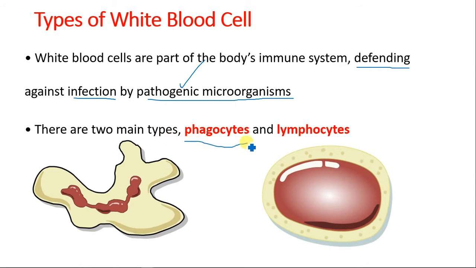We have majorly the phagocytes, and this is a phagocyte. Now remember, I said it has a lobed nucleus at the middle, while the next one here is a lymphocyte, and it has a large nucleus at the middle. So that's how you should be able to differentiate the two types of white blood cells.